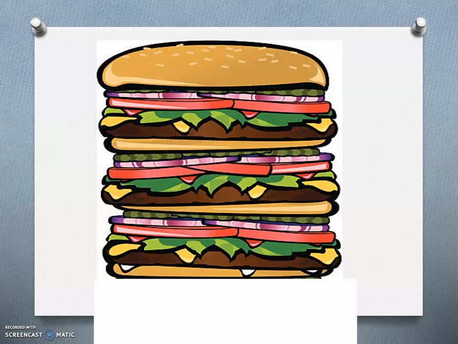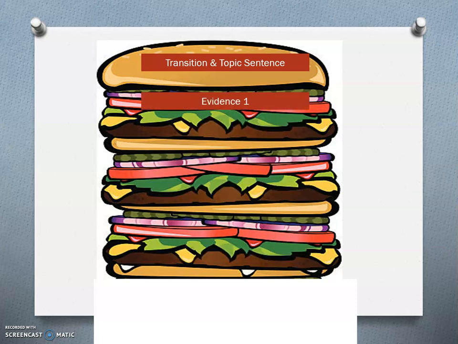So next we're going to talk about a hamburger. It's just serving as an analogy. So first in a paragraph is a transition and topic sentence. That is your top bun. Then you get your first piece of evidence. That is your lettuce, tomatoes, pickles, cheese, things like that.